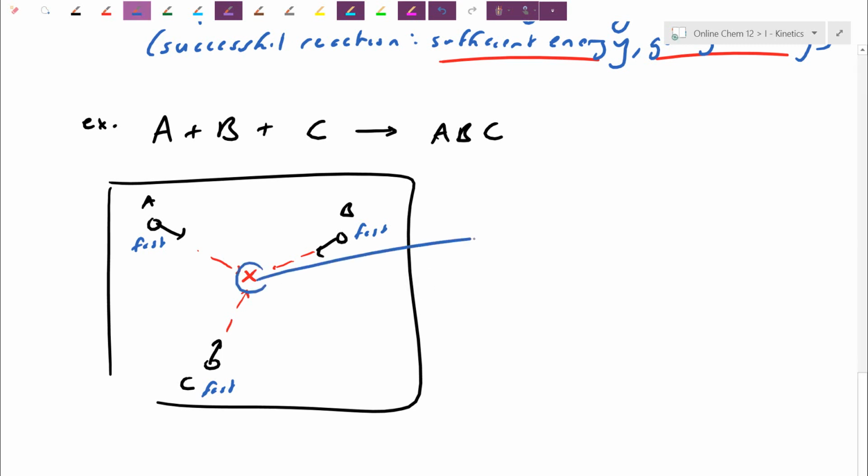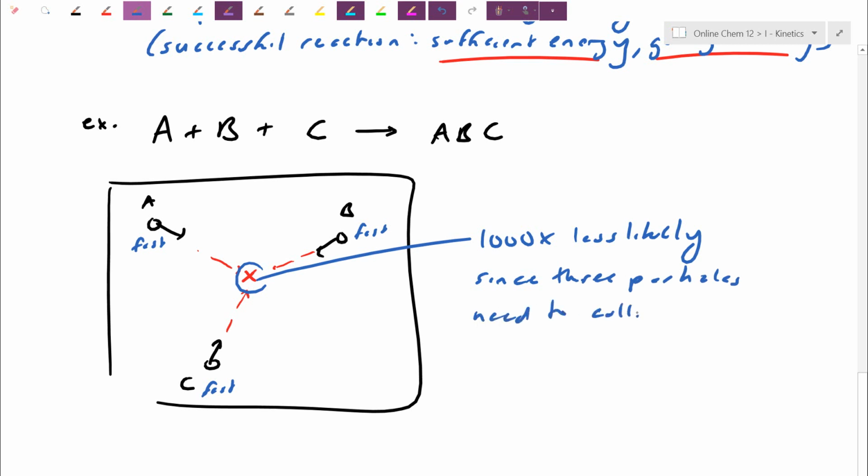Again, they've done the math of this one here, even for a 3-particle collision, let alone some collisions proposing 10-particle or 20-particle collisions. It's just not going to happen here. When they did the math, it's about 1,000 times less likely than a 2-particle collision, since 3 particles need to collide. So what that implies is they have to be in the same location at the same time, right? So that's already hard enough.